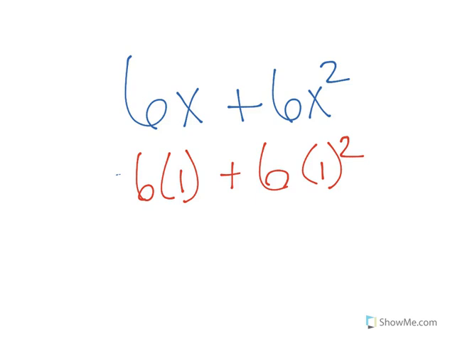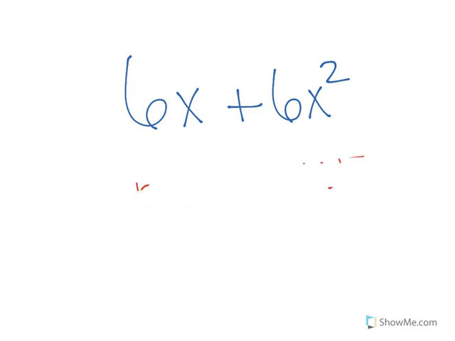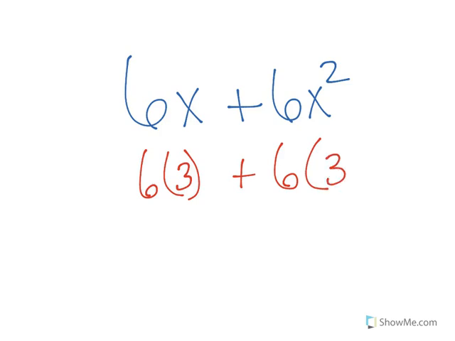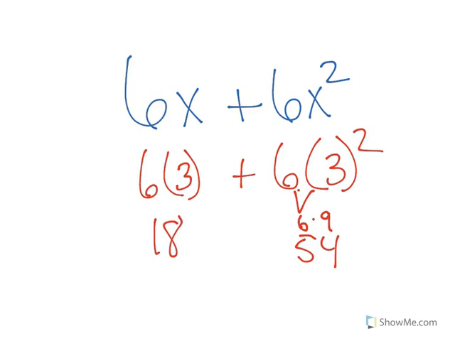This would equal 6. But if I plug in the other number, let's just say I had 3. 6 times 3, and 6 times 3 squared. These are not the same thing. So again, these are definitely, even though they have an x, this has an exponent, this does not. Well, technically it's to the power of 1. Different exponents, so I cannot combine these.